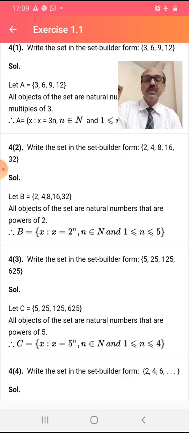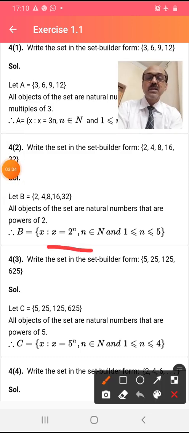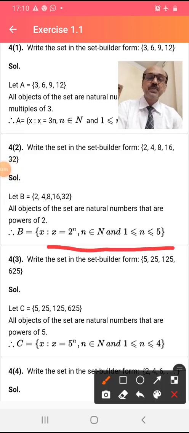So 2 to the power n. Here n means a natural number between 1 to 5, because 2 to the power 5 is 32. The last number is 32 and the first one is 2, so 2 to the power 1 is 2. So between 1 to 5. Its set builder form is x equal to 2 to the power n, n belongs to capital N, natural numbers, and 1 less than or equal to n less than or equal to 5.